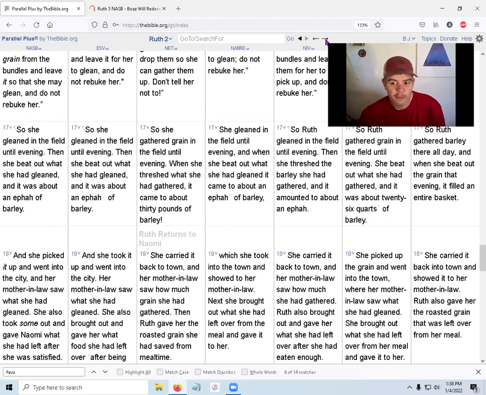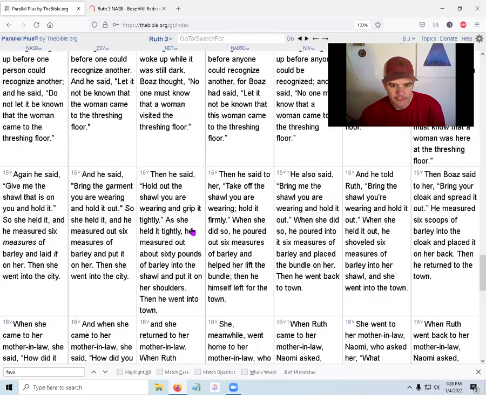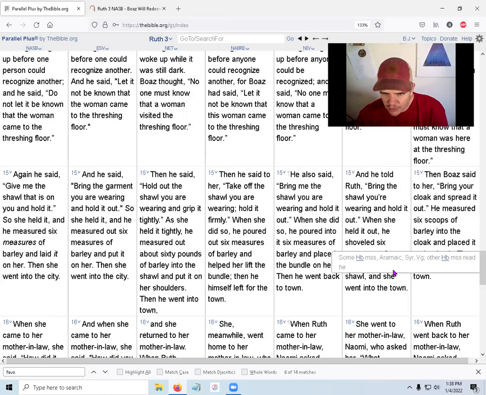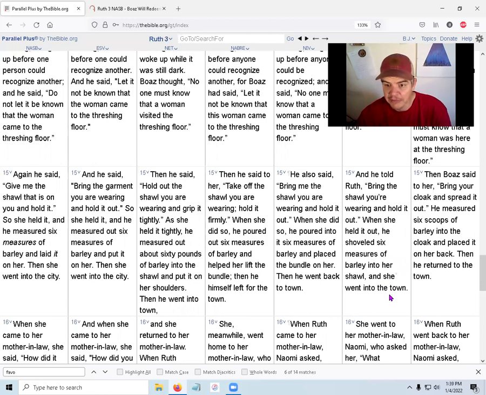But over here, there's no little notes anywhere. I mean, you can barely see them anywhere on the screen, but I'm looking. 6 measures of barley in her shawl, and some Hebrew manuscripts, Aramaic, Syriac, Vulgate, other Hebrew manuscripts read he. Oh, okay. And he went to town. Maybe he did. I mean, she eventually did, of course. But that's not talking about measuring the barley.